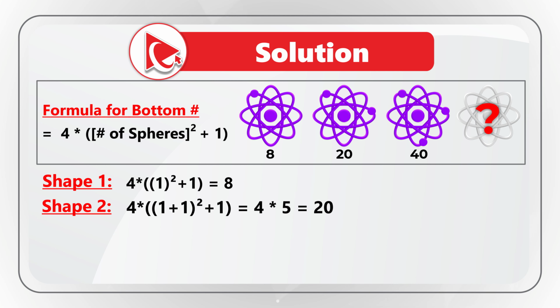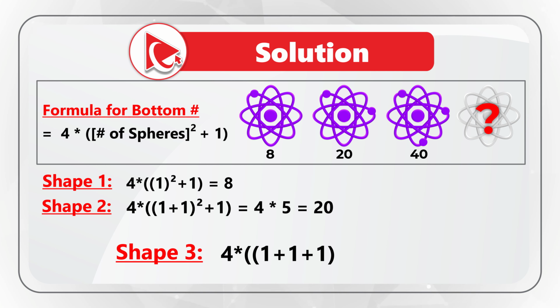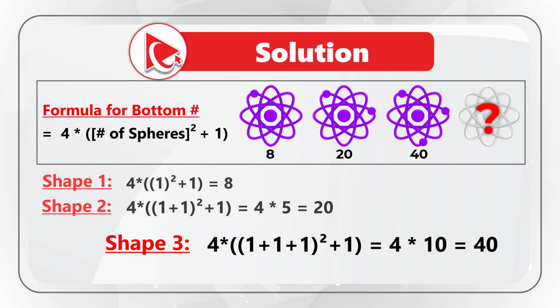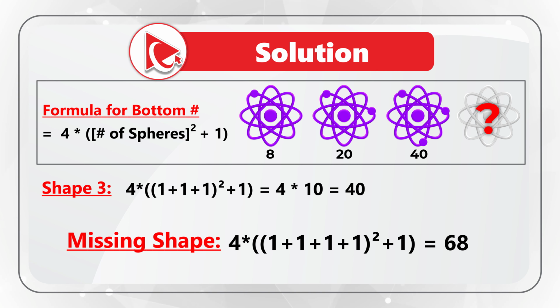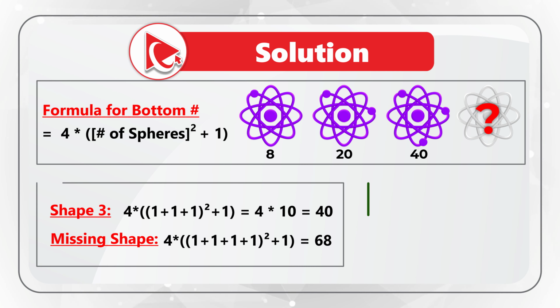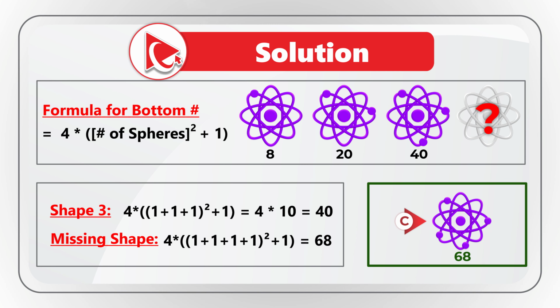For the third shape, we need to multiply 4 by (3 squared plus 1), which equals 4 multiplied by 10 equals 40. So to calculate the bottom number for the missing shape, we need to multiply 4 by (4 squared plus 1), which equals 4 multiplied by 16 plus 1, 4 multiplied by 17 equals 68. This is why the correct choice here is choice C with bottom number 68. Hopefully you've nailed this question and now know how to answer similar problems on the test.